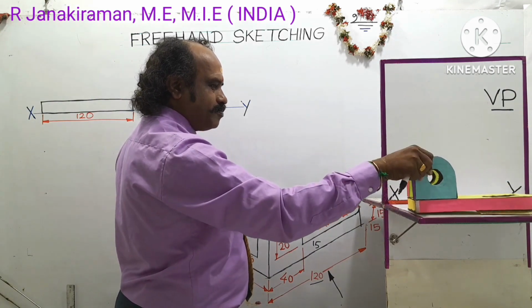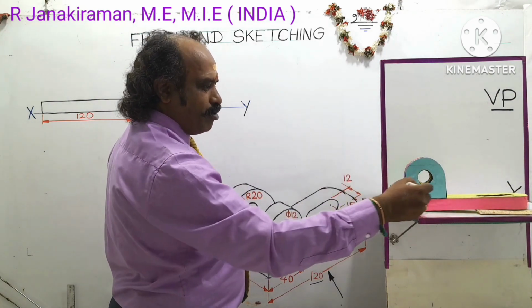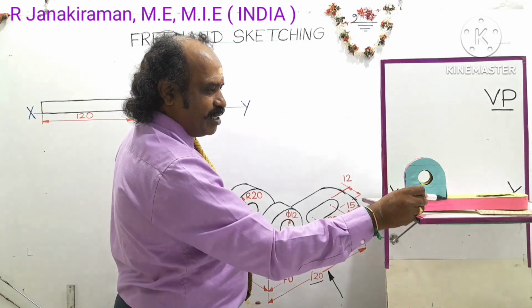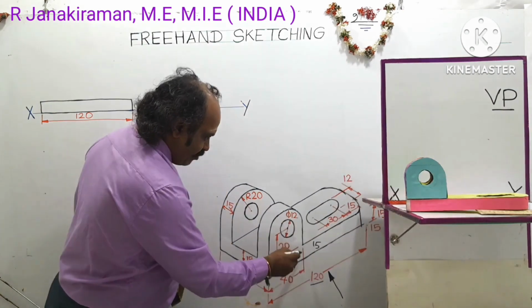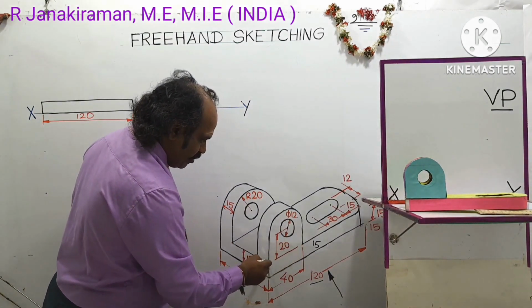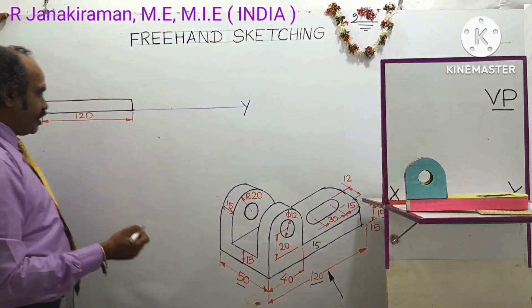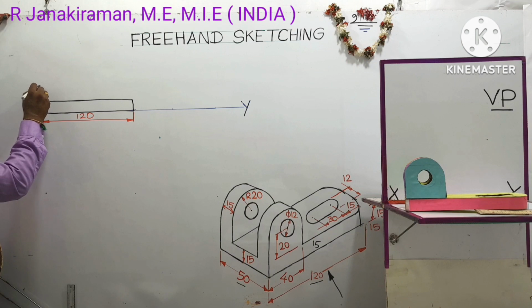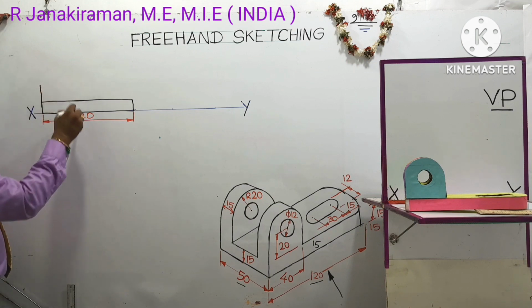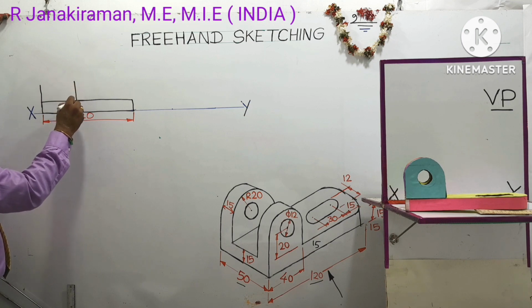So let me draw this sky blue part. The length of this part, from here to here, is given as 40 mm. From this point to this edge is 40 mm. 40 mm means less than 120. So extend this line and draw one vertical line like this.